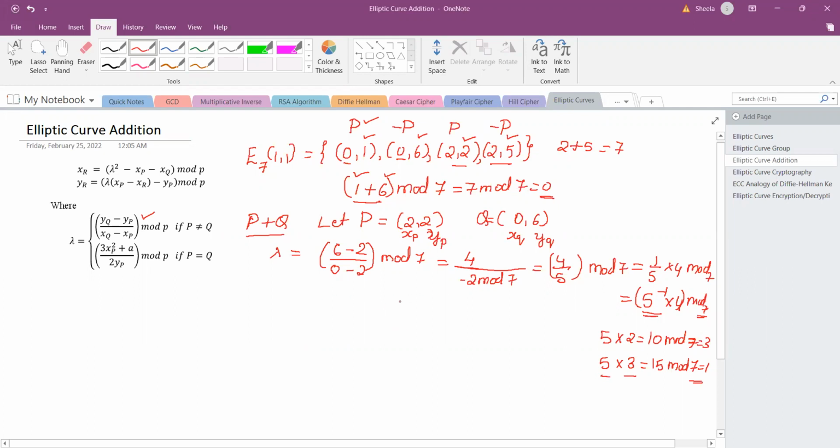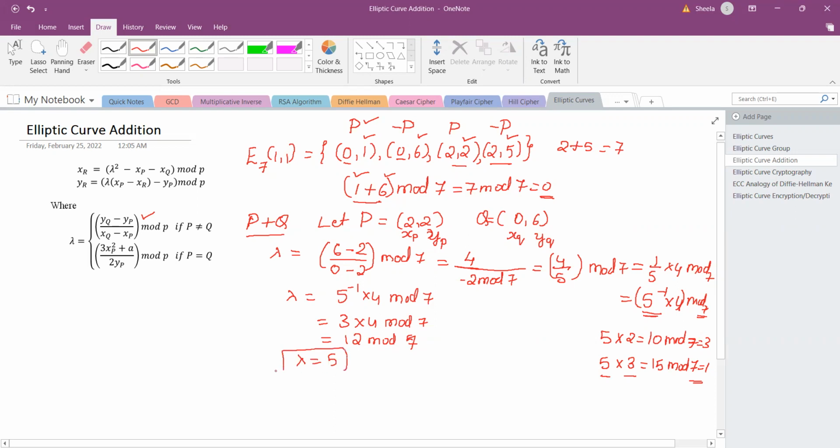So as a result, when I'm going to find lambda, I'll be considering 5 inverse into 4 mod 7 as 3 into 4 mod 7. So 3 into 4 is 12. 12 mod 7 is nothing but 5. So I'm going to get the lambda value as 5.